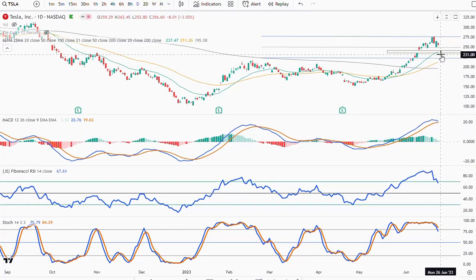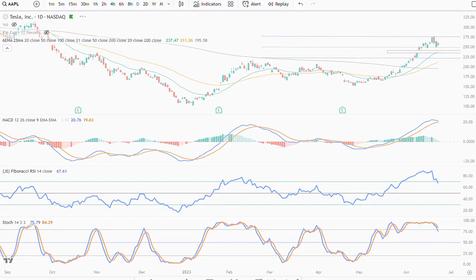If it were to close underneath the daily 20 EMA, then obviously things will look a little bit weak. But we're not there yet. If that happens, then I'll come back with a new update. But that's not what I'm seeing. I definitely think that a gap close is very much in the cards, and I don't think it's necessarily a bad thing. Moving on to the next one, Apple.